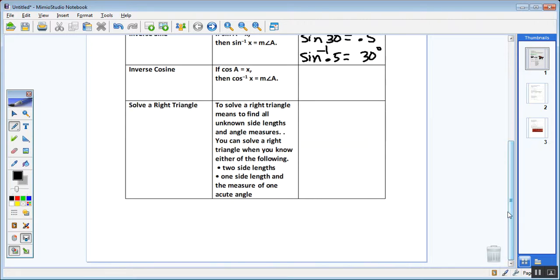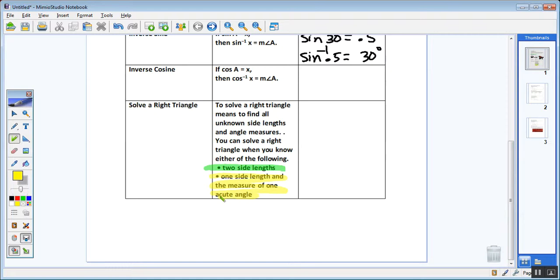All right, solving a right triangle, kids. How about a volunteer to read that lengthy definition? To solve a right triangle means to find all unknown side lengths and angle measures. You can solve a right triangle when you know either of the following: two side lengths, or one side length and the measure of one acute angle. Okay, here's the deal. We can solve right triangles if you know what? Two side lengths, or what else? One side length and the measure of an acute angle. Okay. These are pretty important right here. You might want to highlight these, okay?